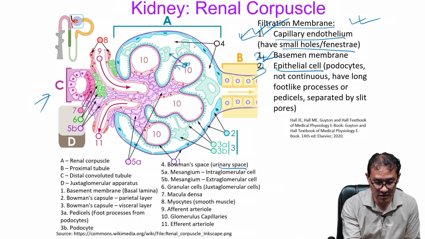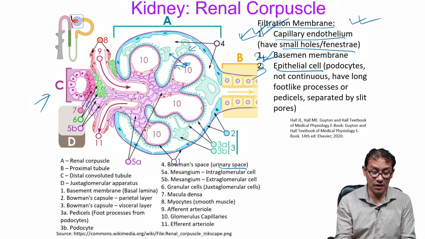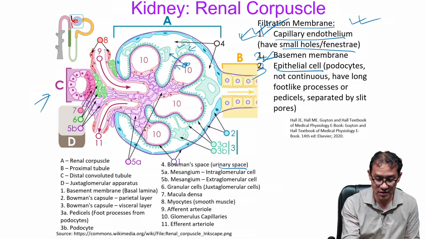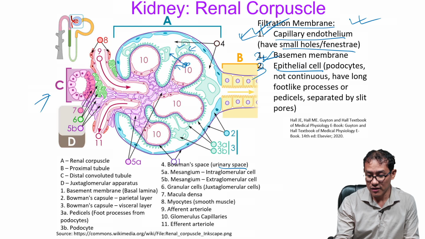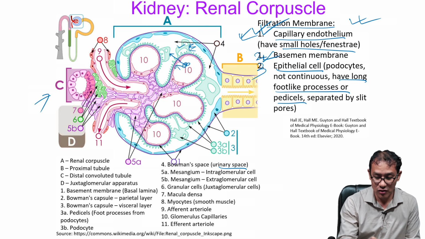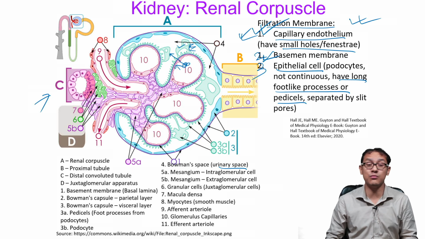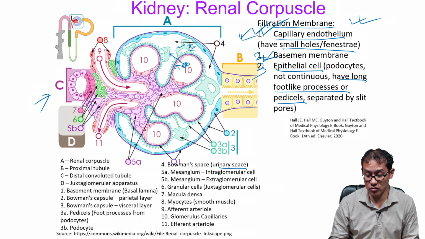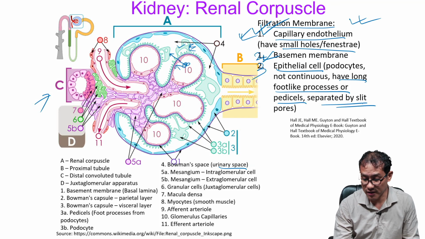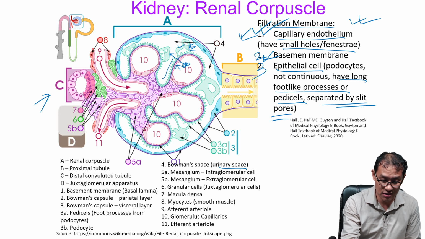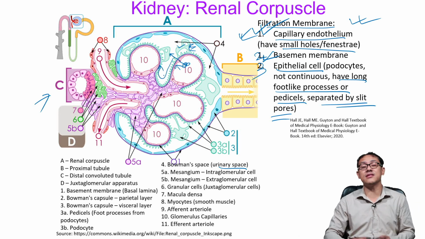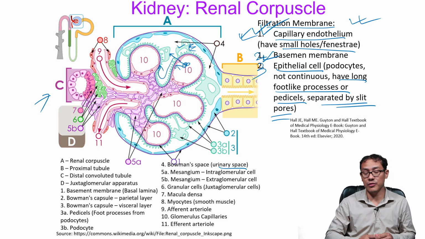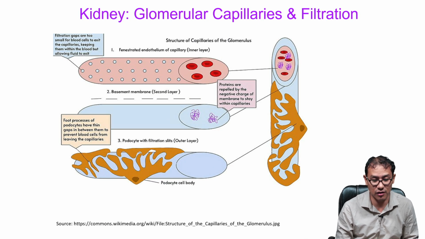This is the epithelial cell which I am talking about, and these epithelial cells are not continuous. For example, one epithelial cell is here, one is another. They have long foot-like processes or pedicles, which is why they are known as podocytes. They are separated by slit pores. All this is important because it favors the filtration process.